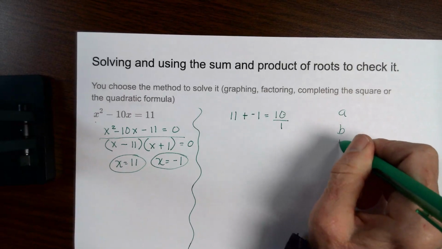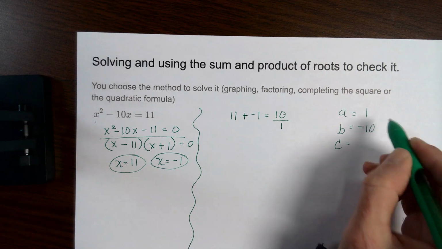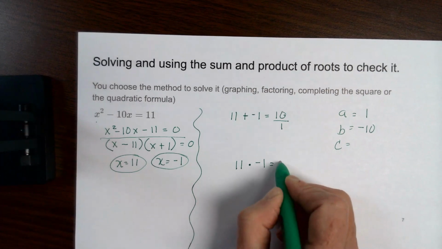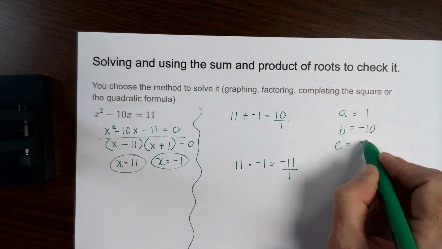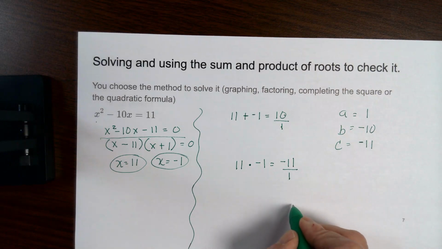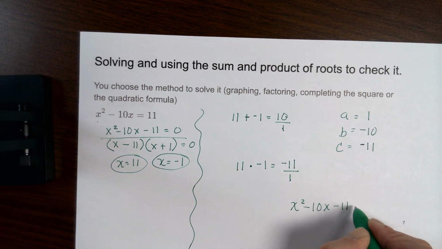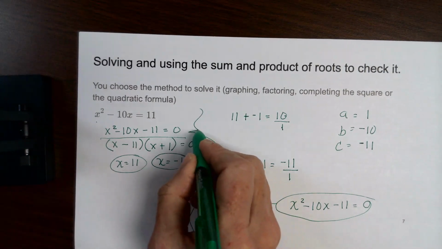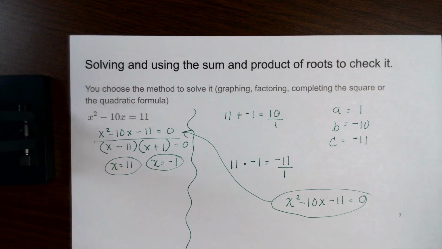So I have a, b, and c. a equals 1. b equals negative 10, because it's going to be the opposite of that. Then I'm going to multiply these two things together, which is going to give me a negative 11, or a negative 11 over 1. So my a's match, and my c is negative 11. So if I put it back in the formula, I have an x squared minus a 10x minus an 11 equals 0, or y. Notice that matches that. So what I've done is I've solved it, and then I've used sum and product of roots to check it and make sure that I got the same equation.